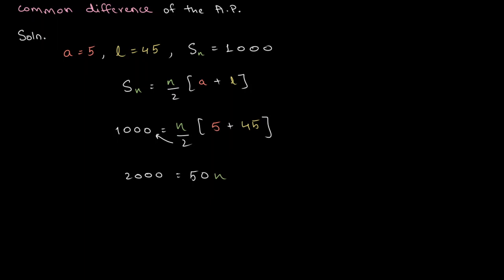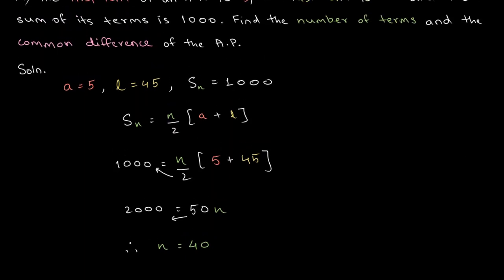50 is multiplication here. Taken to the other side, it will become division. So we have 2000 upon 50, right? So therefore I can say n is equal to 2000 upon 50, which is 40. So I know n is equal to 40. I found the number of terms, and I want to also find the common difference now.